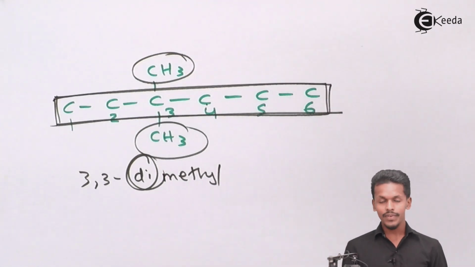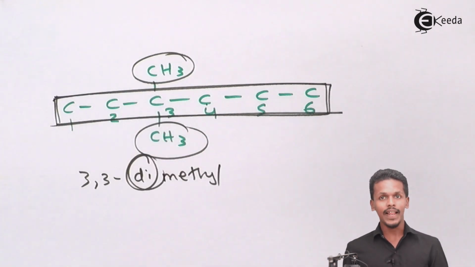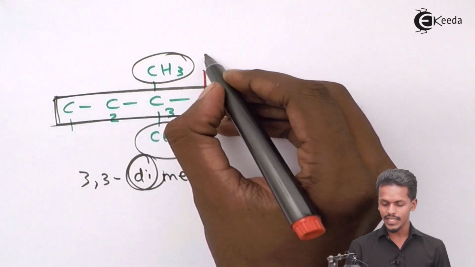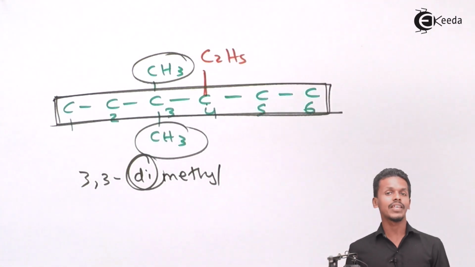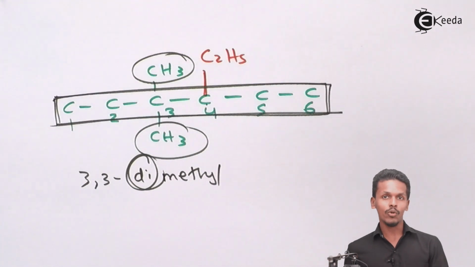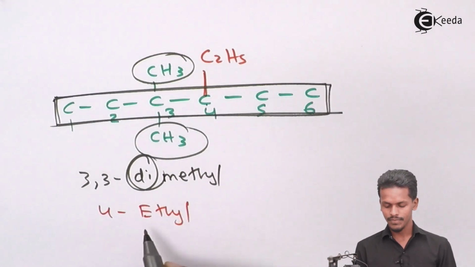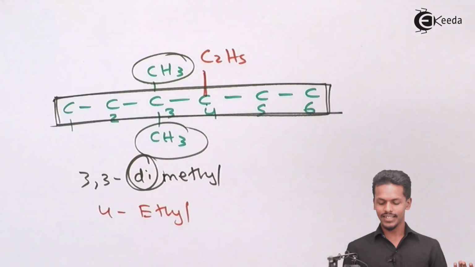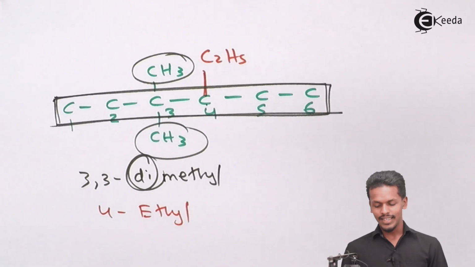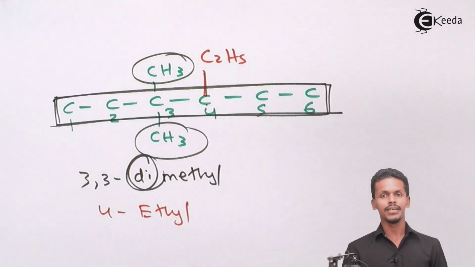Now suppose another group is attached that is different from the methyl group. Suppose in the fourth position, C2H5, that is, an ethyl group, is present. So the number will be given to the ethyl group, in this case 4 ethyl. Actually this should be represented in a proper order, but just for an instance, suppose ethyl is the one it has, and it has only one ethyl group, as you could see here.